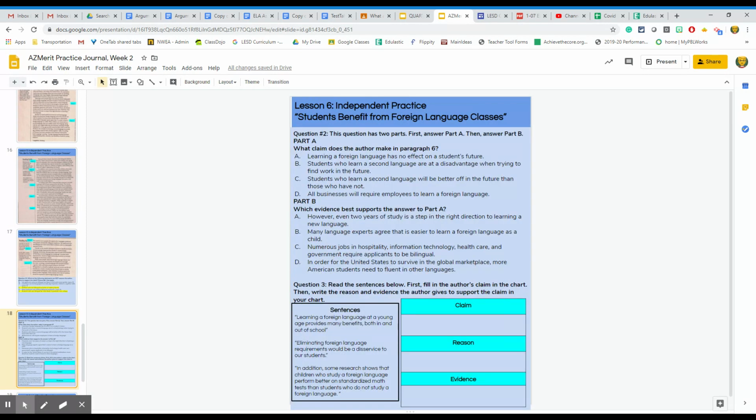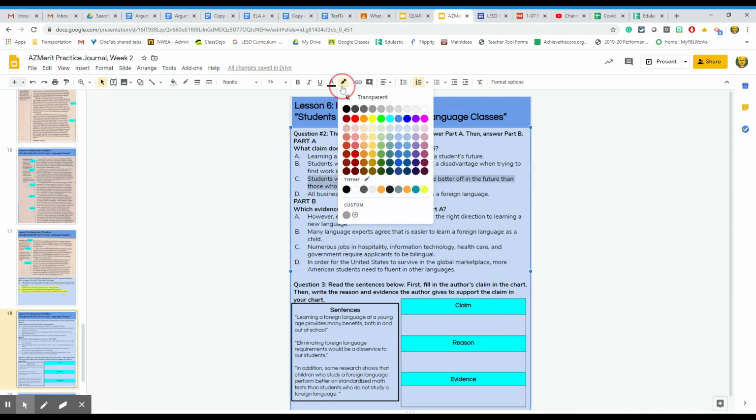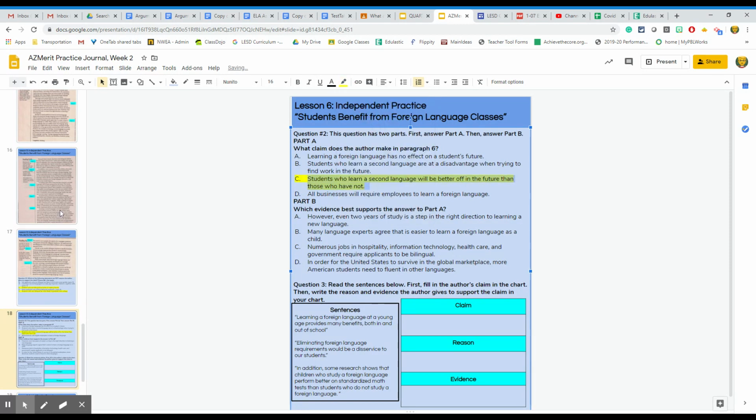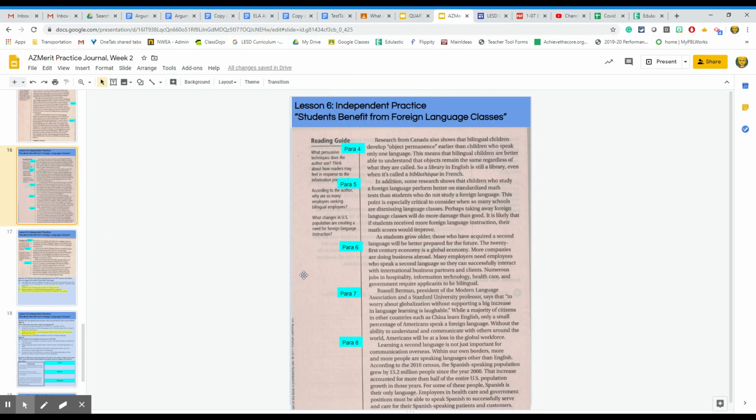And the claim the author is making is C. Students who learn a second language will be better off in the future than those who have not. Why would they be better off in the future? Because they're more able to find a career in the future.